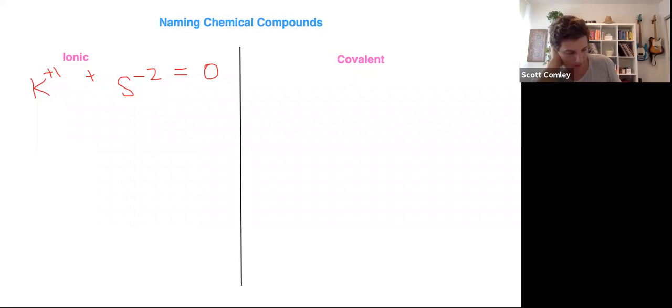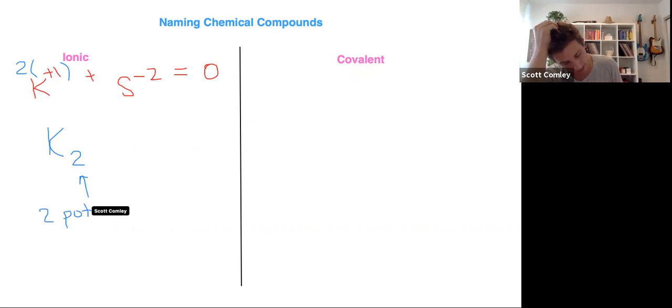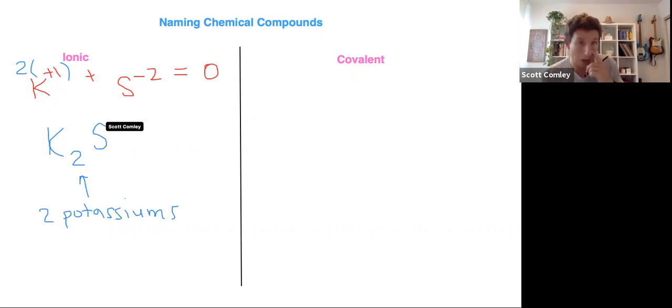You are a genius, I know. We need 2 +1s. But the number doesn't go up top. Remember, it goes down below. That's 2 potassiums. Okay? And now I just need 1 sulfur. And always remember the rules. First word is just the element.